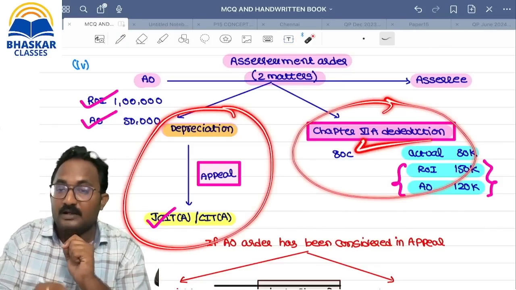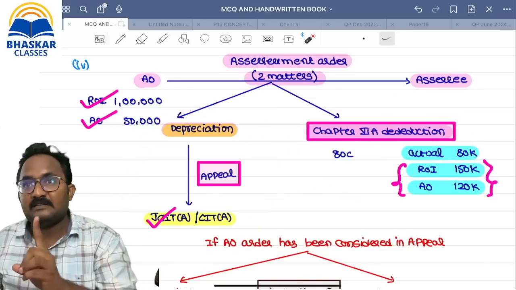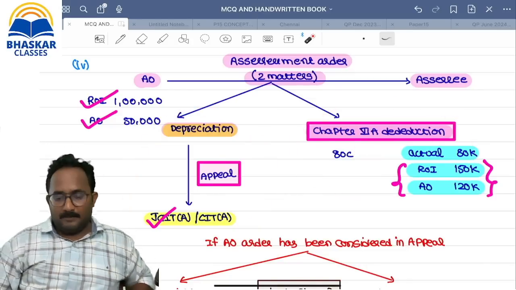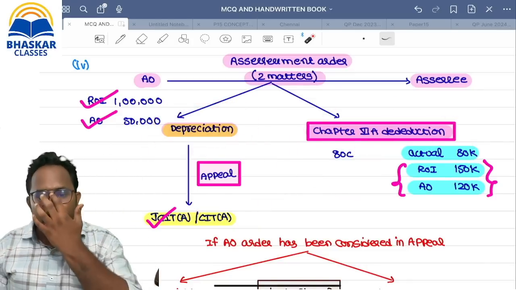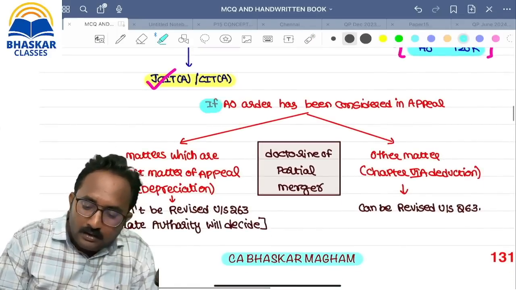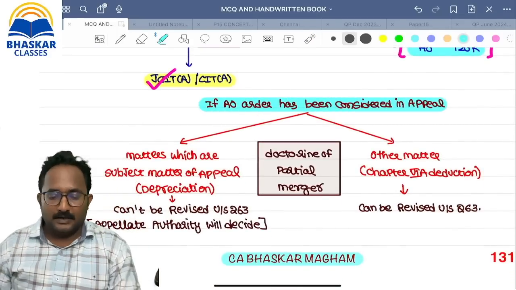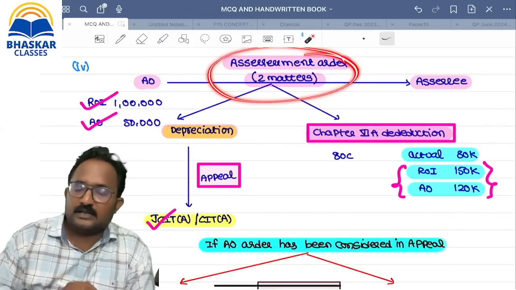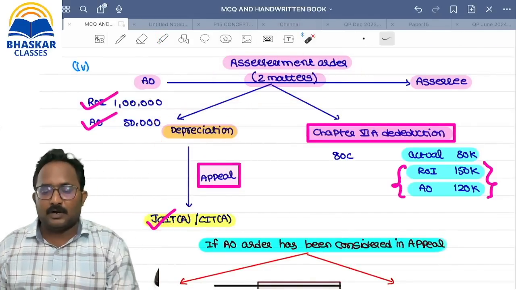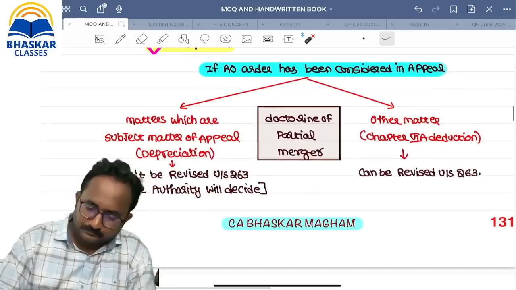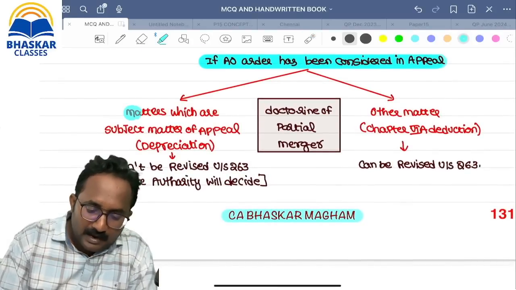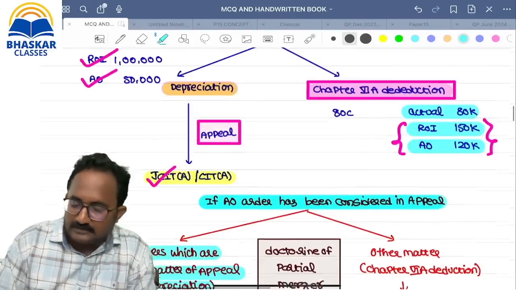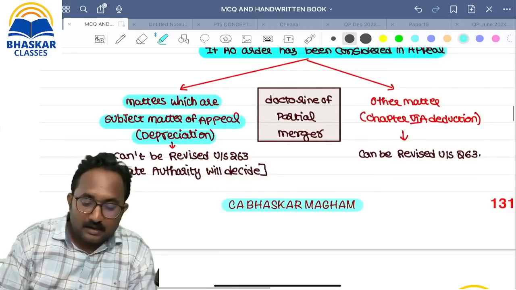You are going for an appeal only with respect to what, ma? Depreciation. Depreciation is called what, ma? Subject matter. Depreciation is called the subject matter of appeal. Remember, if the AO order is considered in appeal, can you tell me, is the AO order considered in appeal or not, ma? Appeal. So with respect to that one matter, the AO order is considered for the appeal. Now, matters which are the subject matter of appeal, can you tell me what is the subject matter, ma? Depreciation. That cannot be revised.